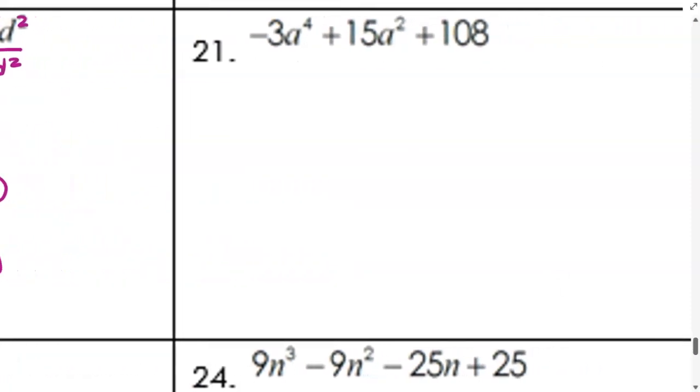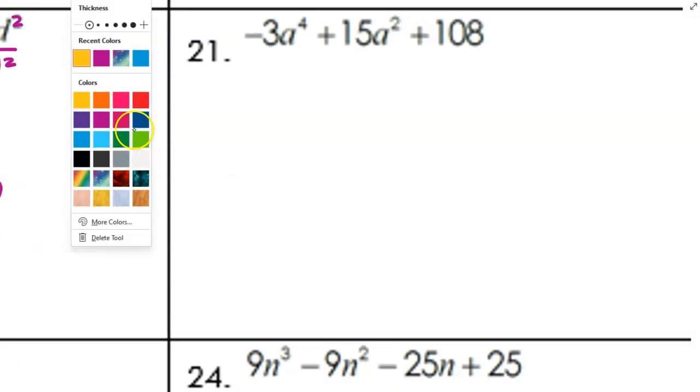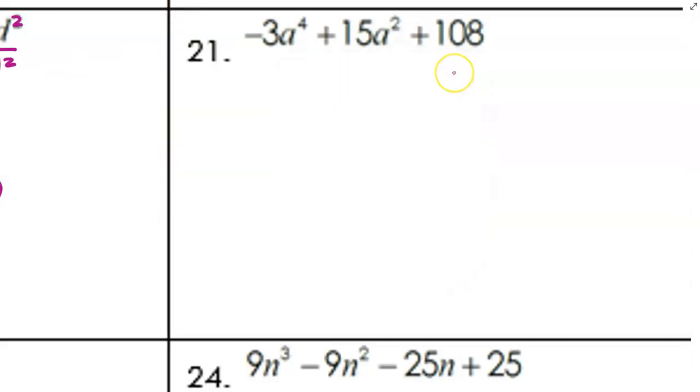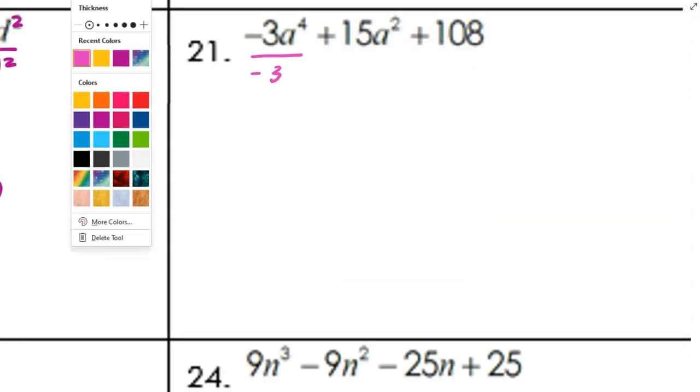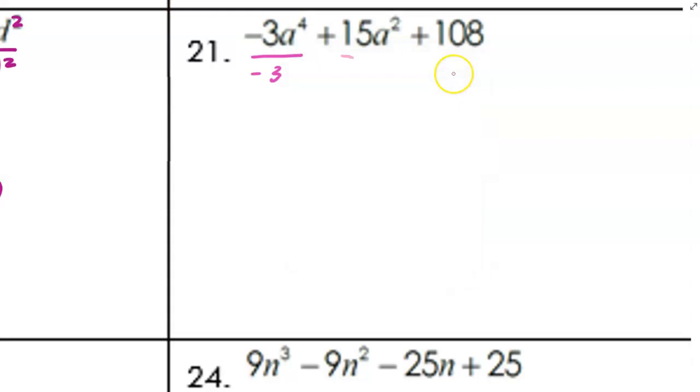Next, number 21. Okay, so I'm going to use a different color. I don't know. I want like a pink. Okay. I don't want a negative. That's not pink. A light pink.